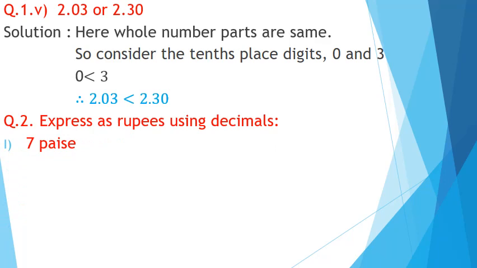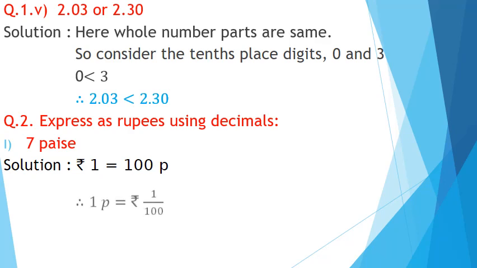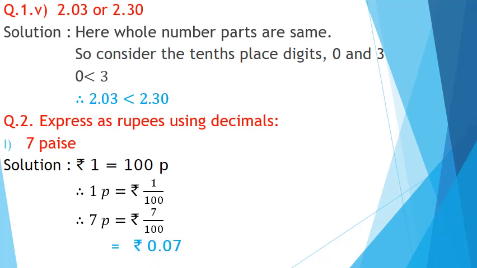Our next question, question number 2. Express as rupees using decimals. First one, 7 paise. We know that rupees 1 equal to 100 paise. Therefore, 1 paise equal to rupees 1 upon 100. Therefore, 7 paise equal to rupees 7 upon 100. It can be written as rupees 0.07.